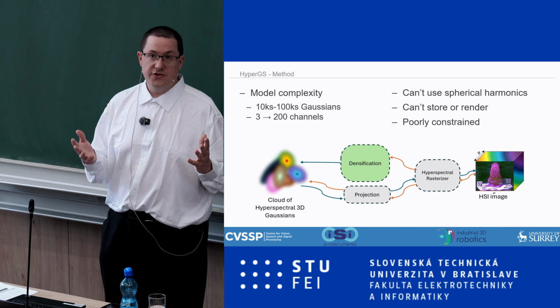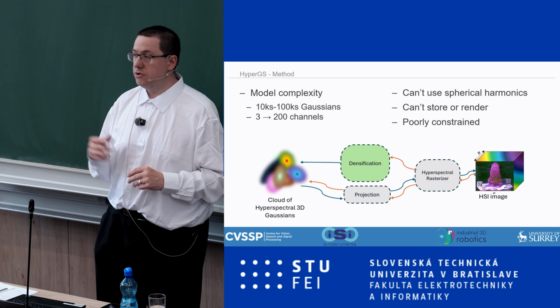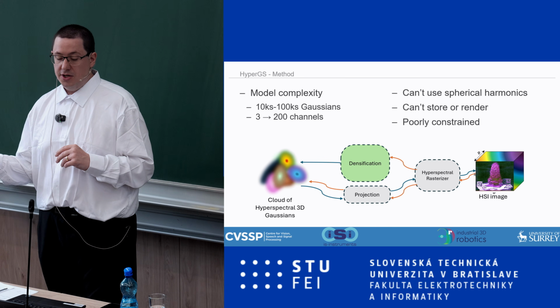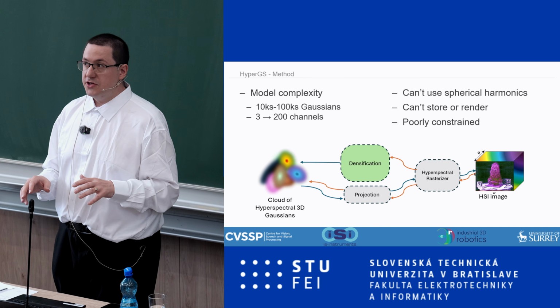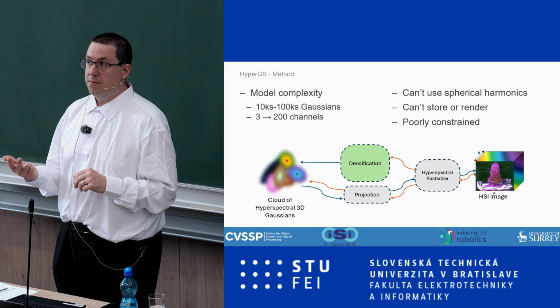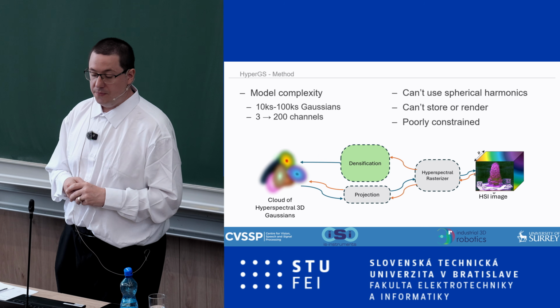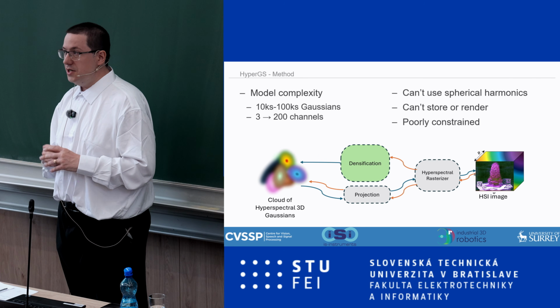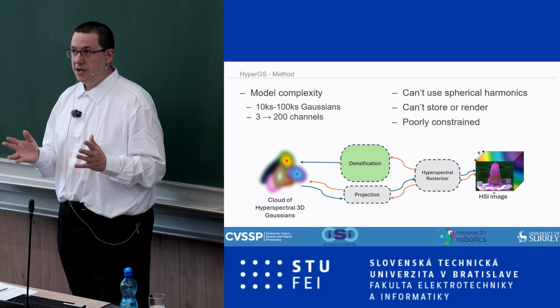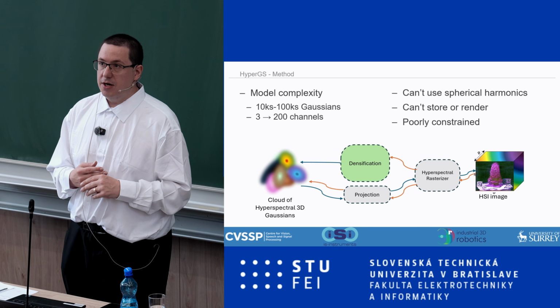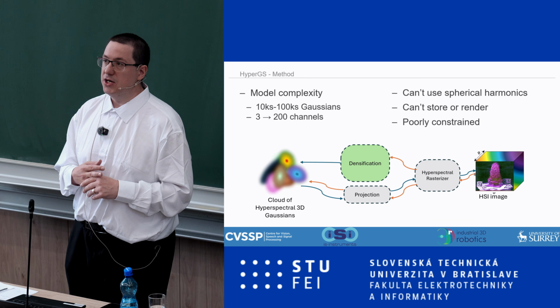On the face of it, that doesn't sound like a very difficult problem, right? I'll just take my favorite 3D Gaussian splatting code base. I will find every occurrence of the number 3, and I'll replace it with the number 200, and magically it will just work for 200 channels, right? Unfortunately, it kind of does work, but not very well. There's a lot of challenges with hyperspectral data that need some special handling.